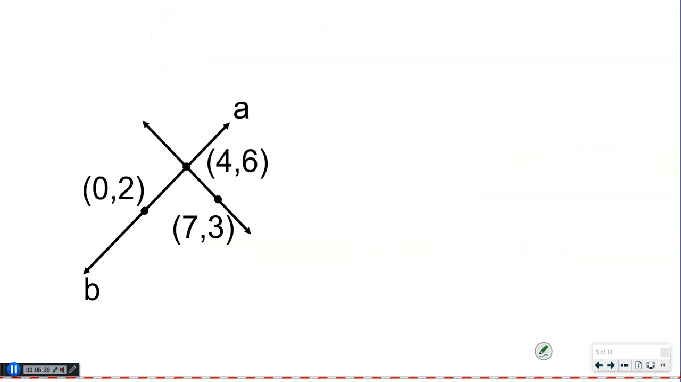All right, in this example, we need to find the slopes of lines A and B and tell if the lines are perpendicular. First, we need to change. We've got the same line labeled both A and B. Let's call this one B. And the other one can stay as A. All right, so first we need to find the slope of A.